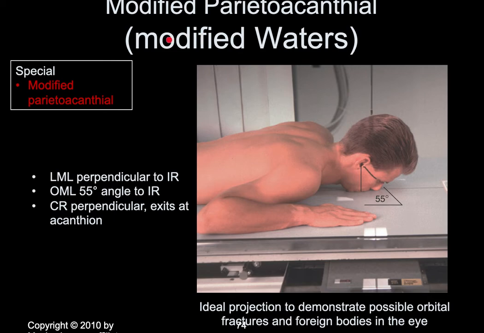Modified parietoacanthial, modified Waters, okay? So if they're not able to get the MML, you can do the LML perpendicular to the image receptor. OML forms a 55-degree angle to the IR. So this is your OML. This is your LML. Central ray perpendicular and exits at the acanthion. So this is if you're doing a modified, it's still exiting the same place. Instead of the mental meatal line, it's the lips meatal line.